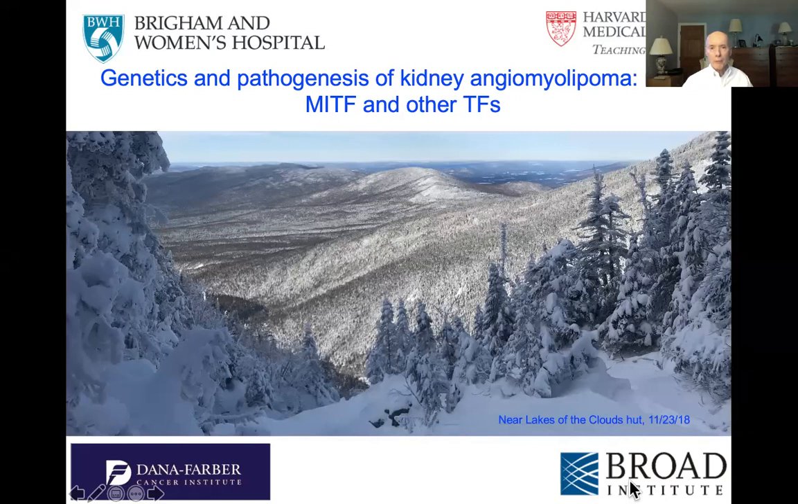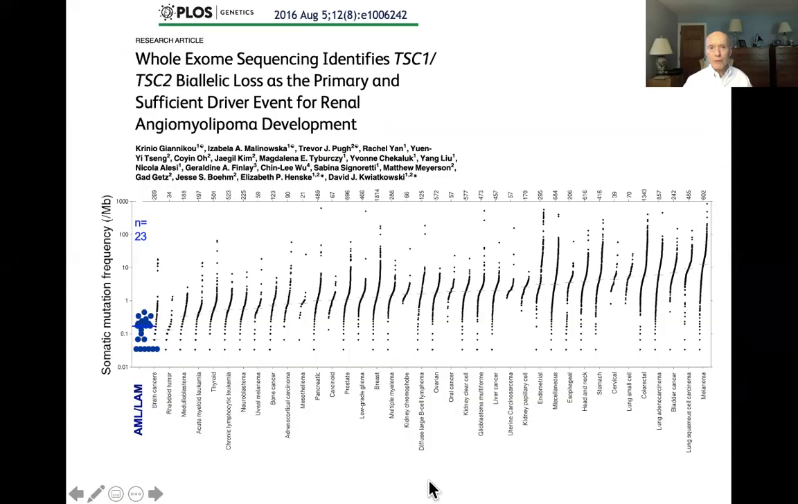It's my pleasure. Today, I will be talking about genetics and pathogenesis of kidney angiomyolipoma, the role of MITF and other transcription factors. So these studies really had their origin about 7 or 8 years ago when we had the hypothesis that other genetic events beyond biallelic loss of TSC1 or TSC2 would be important in renal angiomyolipoma development, particularly those tumors that were large enough to require some type of intervention.